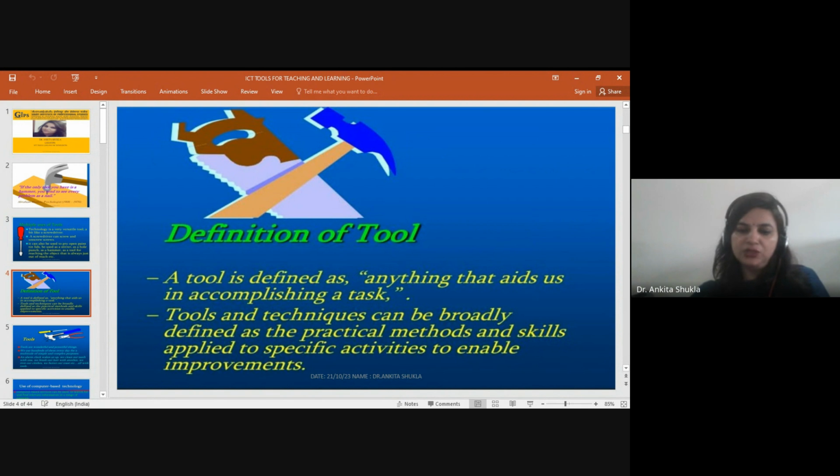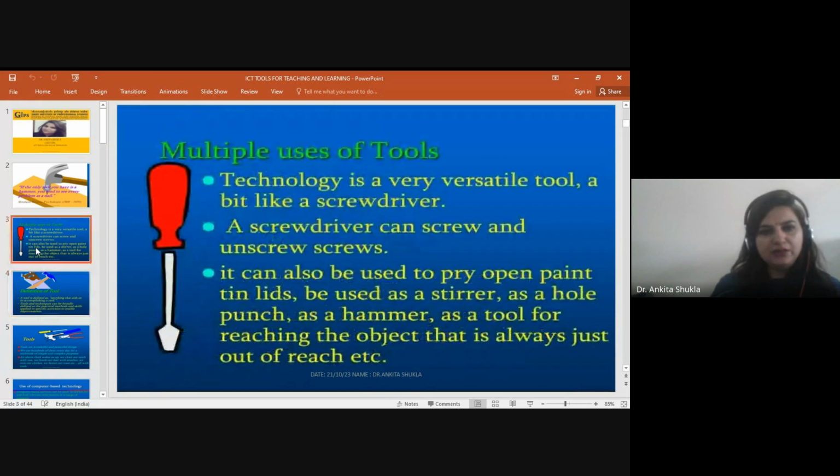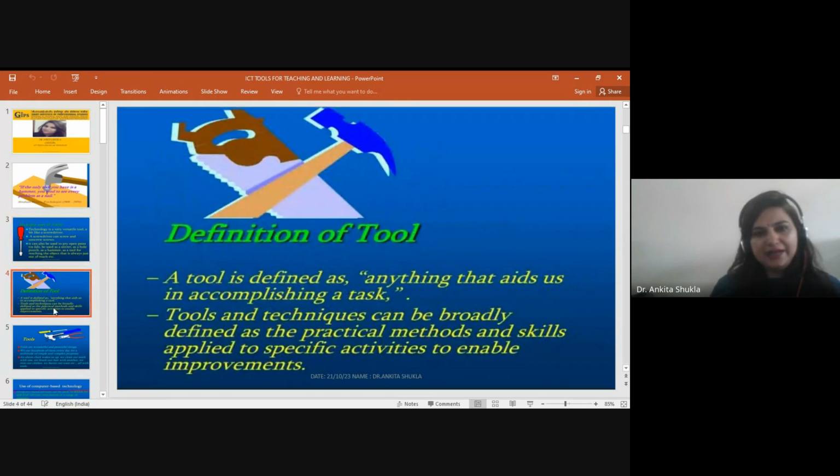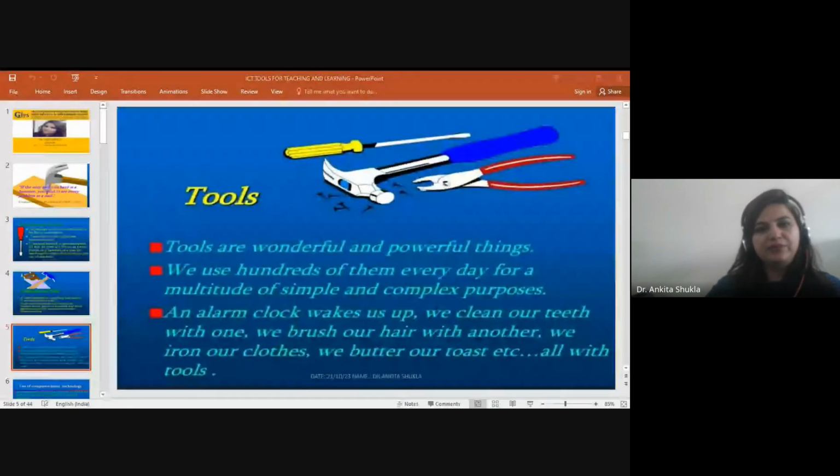The components of ICT are presented. Tools are anything that aids our business tasks, and we use hundreds of them every day for a multitude of simple and complex purposes. An alarm clock wakes us up, we clean our teeth with one, we brush our hair with another, we iron our clothes, we butter our toast, etc., all with tools. They are important parts of our daily life.